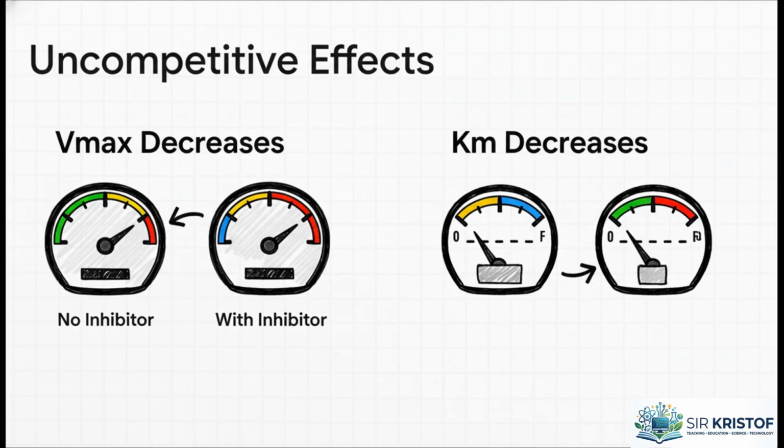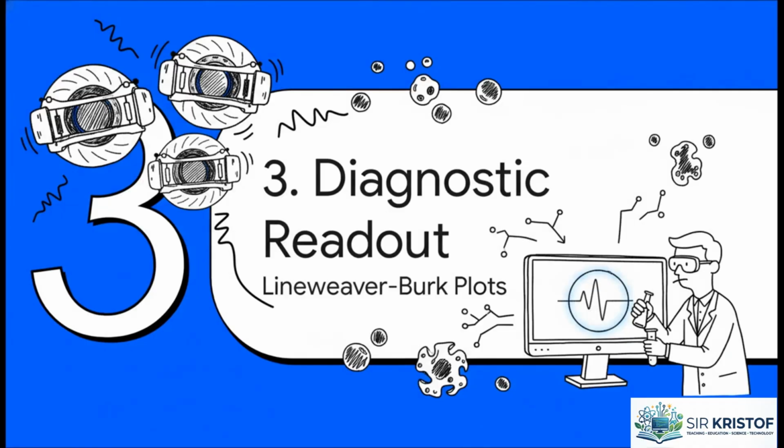By locking the substrate onto the enzyme, it makes it look like the enzyme has a much higher affinity for it. So its apparent responsiveness, the Km, actually decreases. Both the top speed and that responsiveness metric get lower. Okay, so we have three different molecular brakes, and each one messes with the enzyme's performance in a very specific way. But how on earth can a scientist tell them apart in a real experiment?